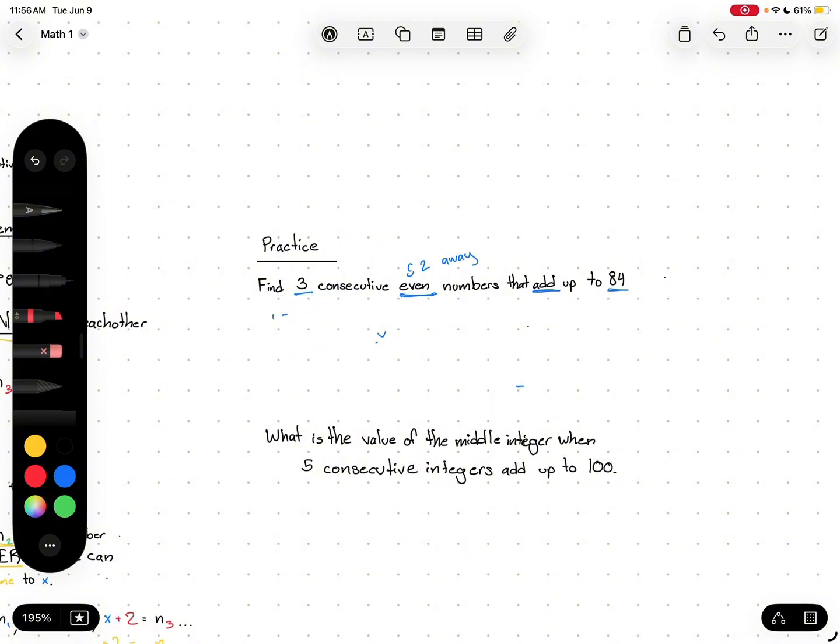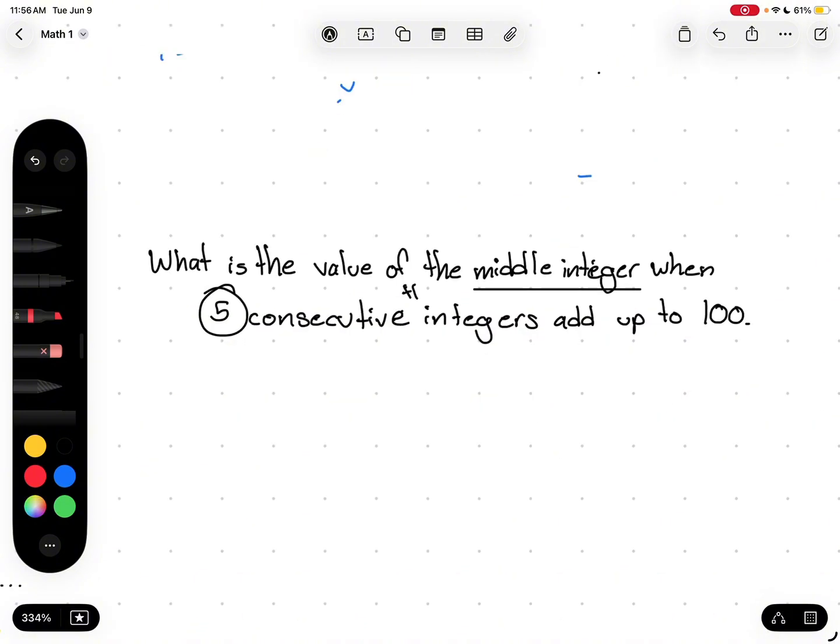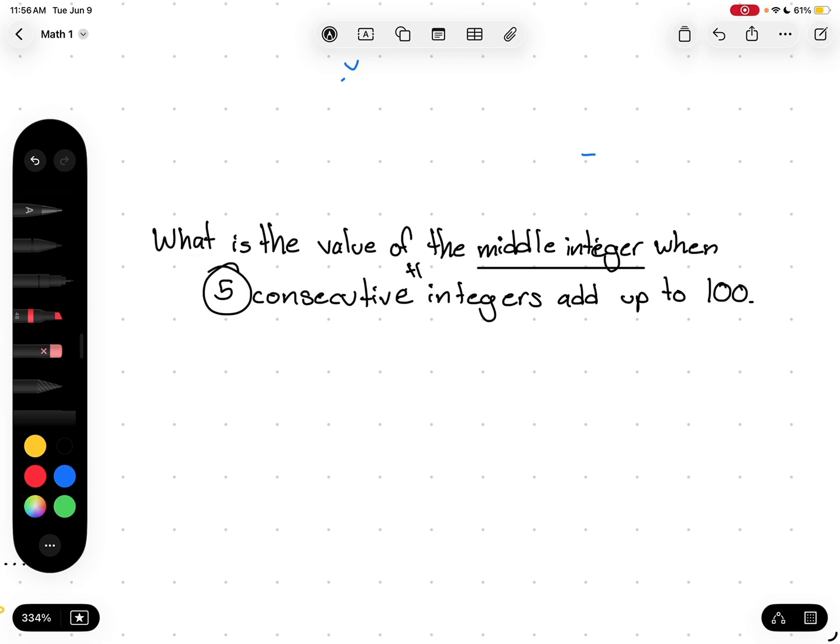Now, here's another one. What is the value of the middle integer? Notice how it's not asking us to find the value of all the integers. It's asking us to find one of them, when 5 consecutive integers, so +1 because they're consecutive integers, add up to 100. So we're not going to stop at n3. We're going to stop at n5 because we have 5 numbers. So we got n1 + n2 + n3 + n4 + n5 = 100.